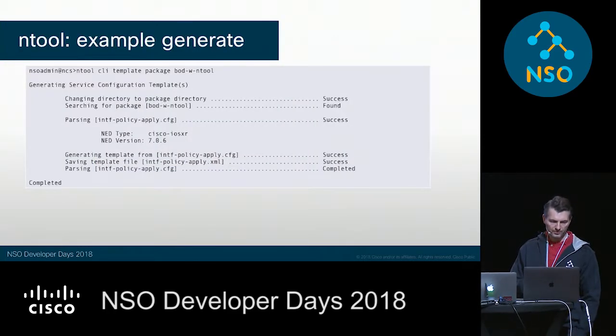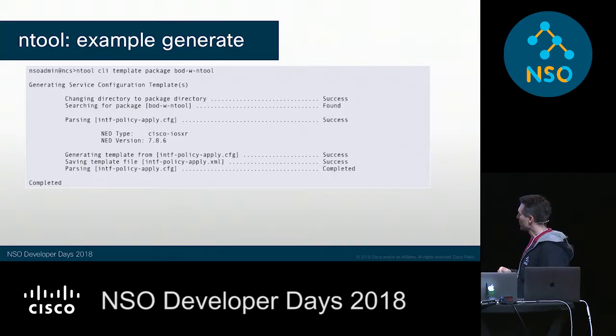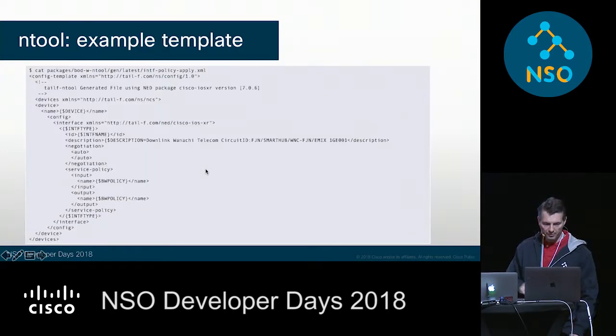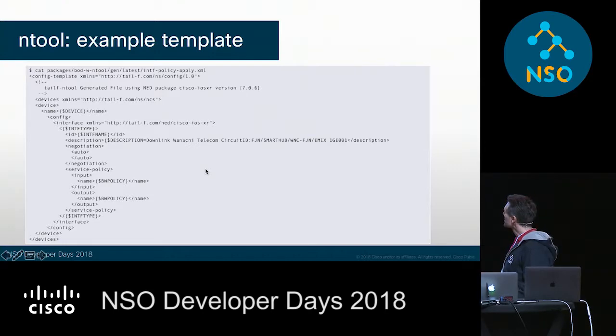This is an example of how it is used. The command looks like this: ntool, CLI template package, and your service package. In this service package, if you have put your CLI configuration in the right place, it will find it, run it, and generate the XML template for you. And the generated XML template will look like this. So it's a pretty cool tool.